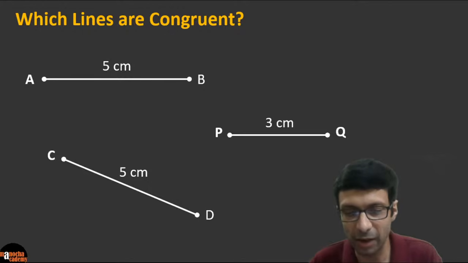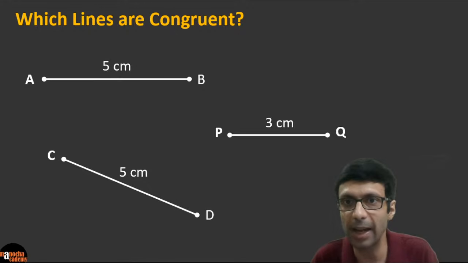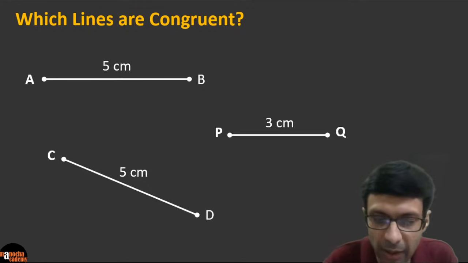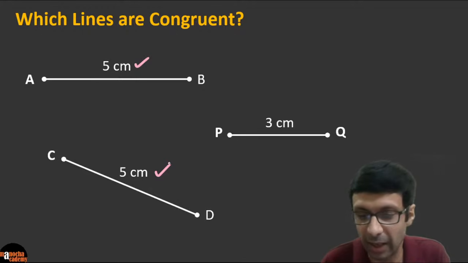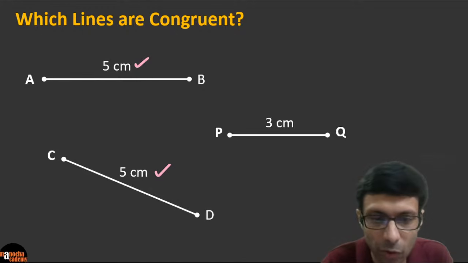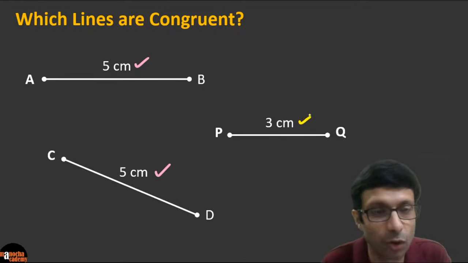So which lines are congruent here? As it said, it should have the same shape and size. So in lines, it is the length. Can you see here, guys, the line AB is 5 centimeters in length. And CD is also the same length, 5 centimeters. But PQ has a length of 3 centimeters. So PQ's length is 3 centimeters.